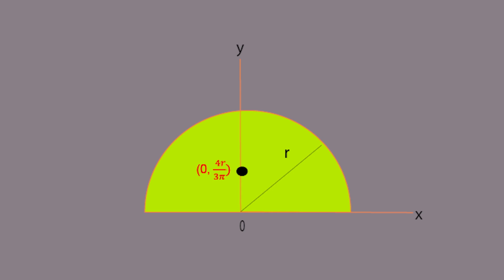So the coordinates for a centre of mass of a semicircle in this orientation will be 0, 4 over 3 times r over pi.